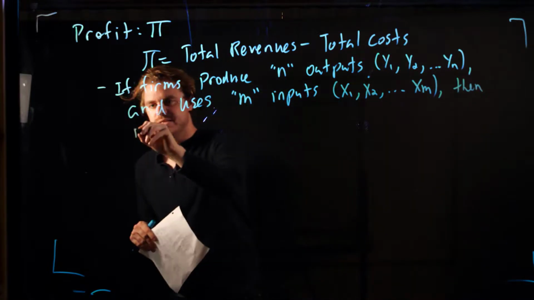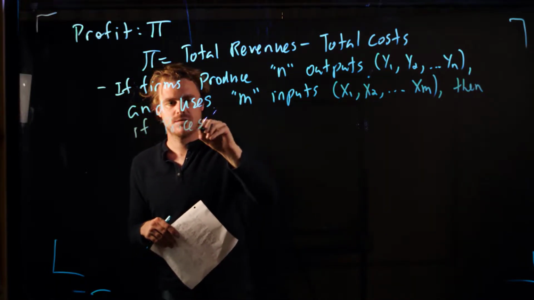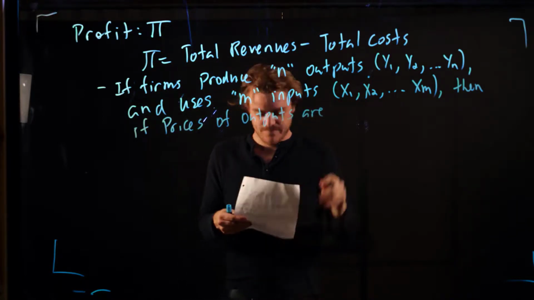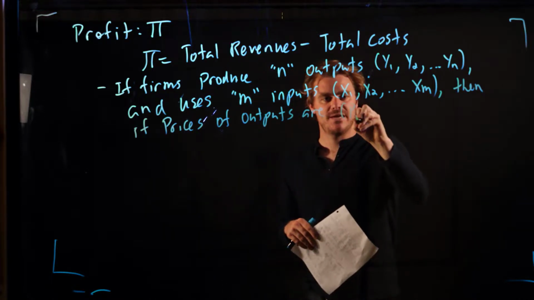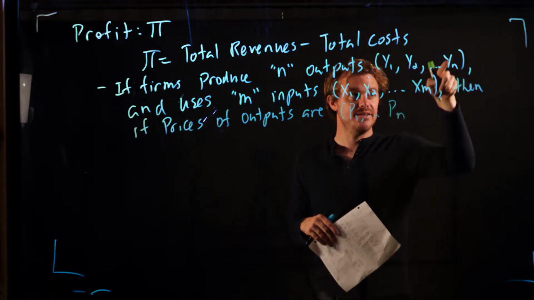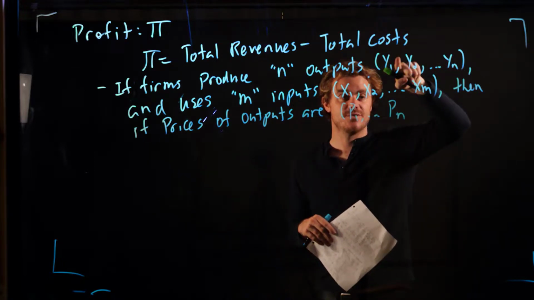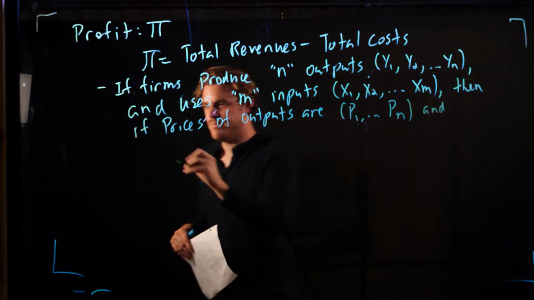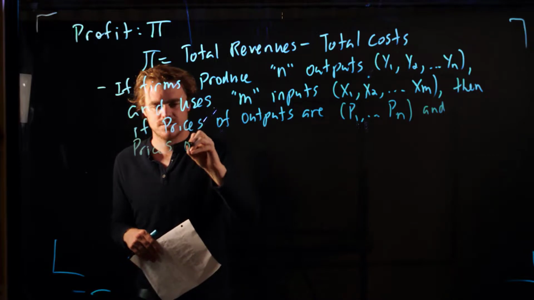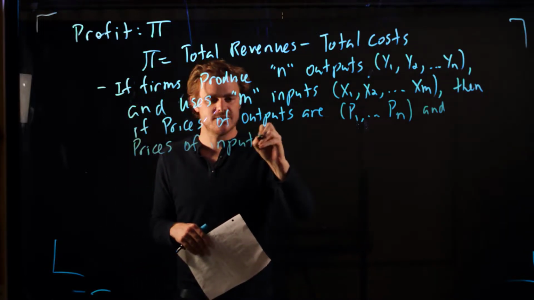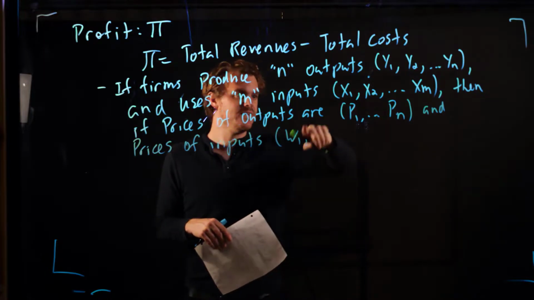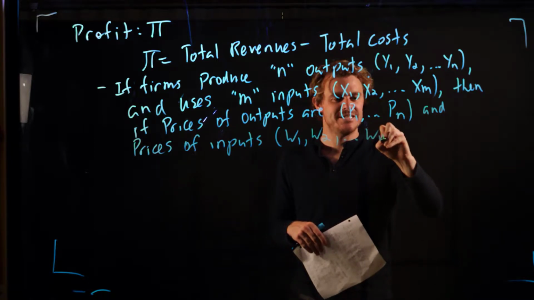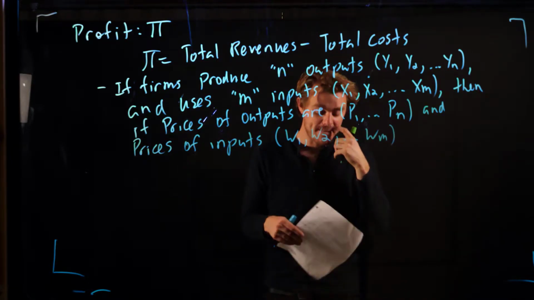Then the prices of outputs are represented by P1 all the way up to Pn. So these are the prices for these outputs. And for prices of inputs, we're going to use W. So W1 is the price of input 1, W2 is the price of input 2, all the way up to Wm, the price of input m.